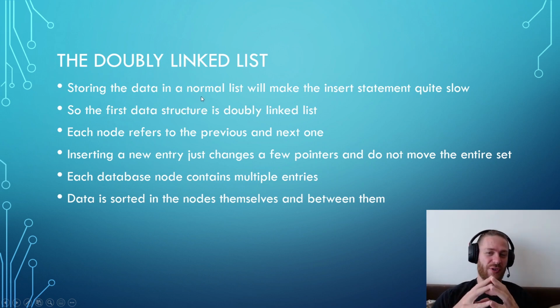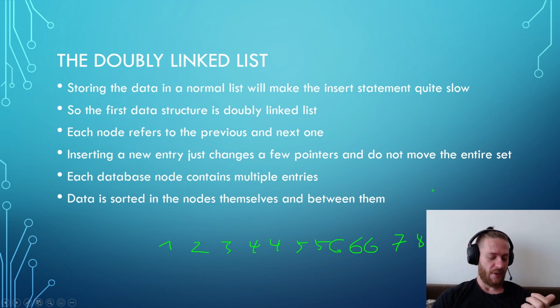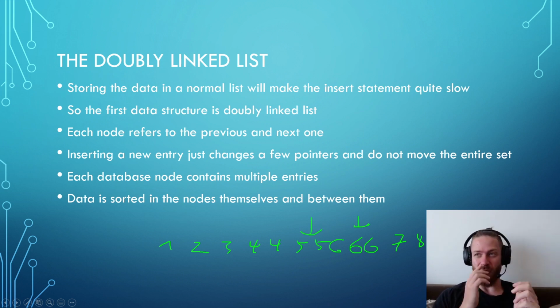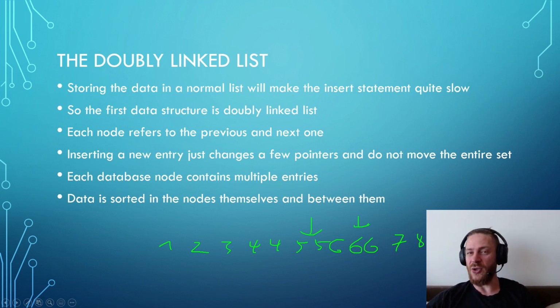The first structure the database uses is a doubly linked list, because if we store the data in a normal sorted list, for example 1, 2, 3, 4, 4, 5, 5, 6, 6, 6, 7, 8, 9, a normal sorted list like that will have difficulties when you decide to insert data. Notice that we allow duplicates, because usually when you create an index on a column, this column is rarely unique, so we should cover duplicates.